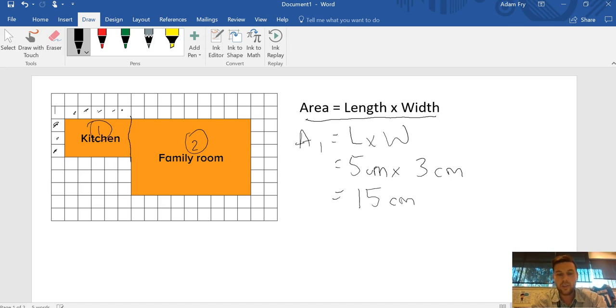Now we're working with centimeters, and because we're working with area, we must put our little squared symbol above the top. That represents that we're looking at the inside of a shape. So 15 centimeters squared for that first shape.